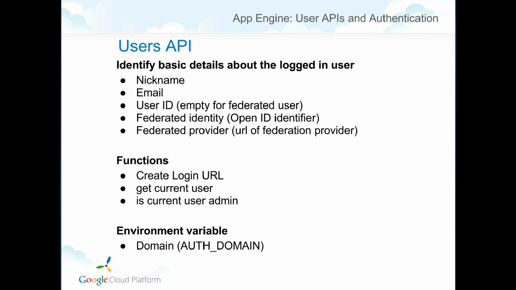As well as the basic figuring out who the user is, you have a few functions. One of them is to create a login URL that would redirect that user to the appropriate login. If they're already logged in, then it would just direct them to a page that says, allow this application to see your email address. You can also get the current user in the function, as well as whether the current user is an admin. Finally, you have an environment variable named auth domain telling you what your application is restricted to.